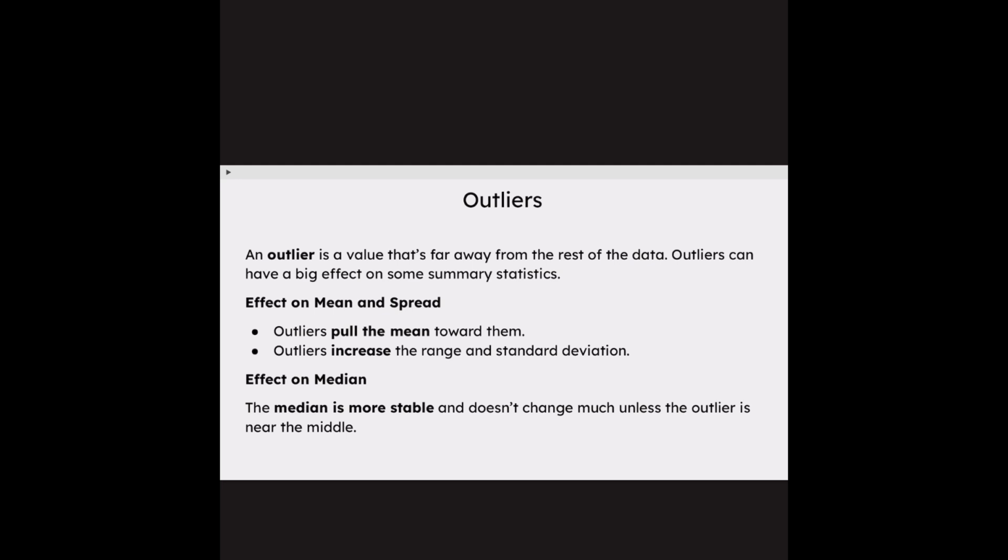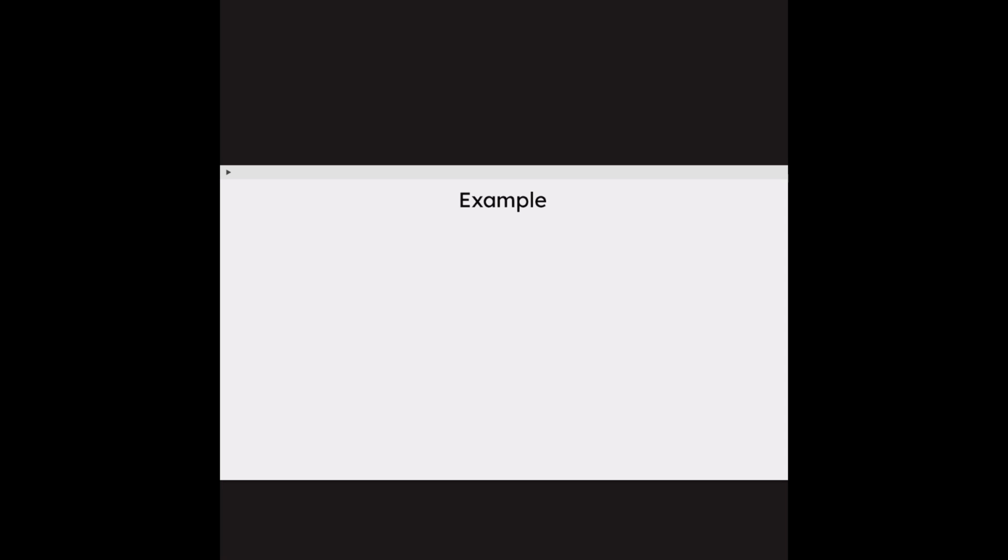They won't have as much of an effect on the median or the mode because they're more stable and they're not going to change much unless the outlier's in the middle. It's not going to affect the median and it probably won't affect the mode at all. But it is going to pull the mean toward it and it's going to increase the range and standard deviation. Let's look at an example.